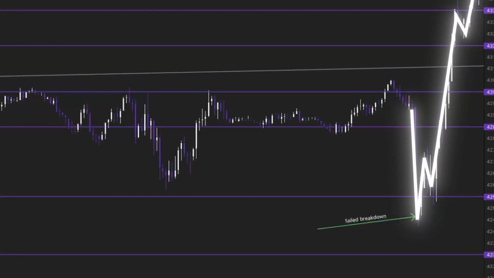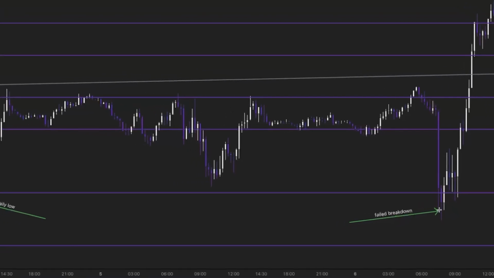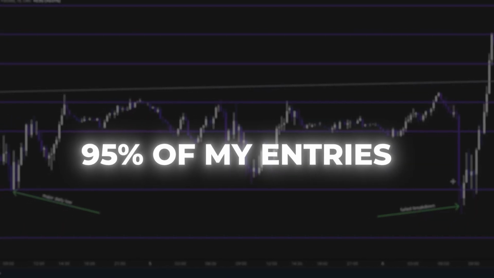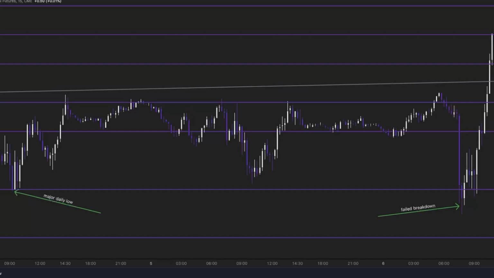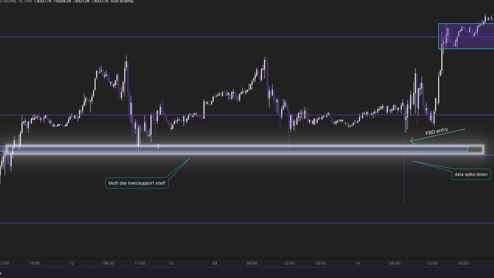So this setup, this strategy of going long when shorts get trapped below a key area, that's 95% of my entries, right? Those have a win rate of over 80%. With this setup, you want to make sure that your stop goes below the lowest point here, below this low, and you're going to look to take profits into targets, just as we discussed earlier. Let's look at another example of a failed breakdown. Here you have more of a support shelf. You have multiple lows all in this area, but it's the same idea.